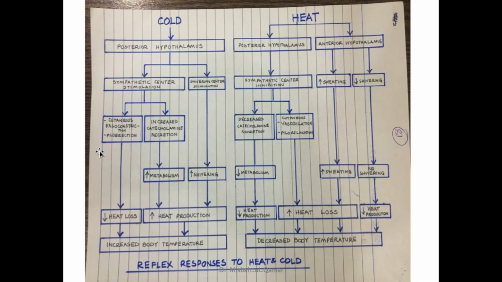And exactly opposite reactions take place when our anterior hypothalamus is stimulated by excessive temperature, and at the same time the posterior hypothalamus integrates all these signals, and this is how the hypothalamus controls thermoregulation.